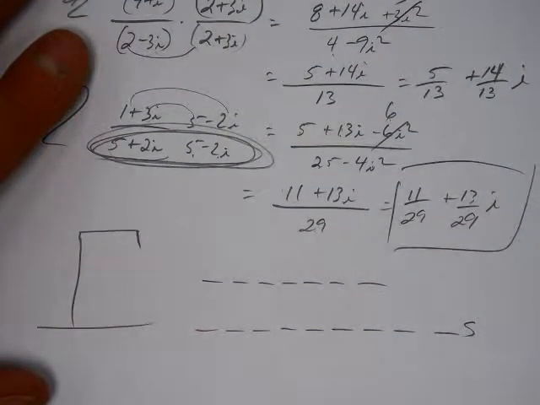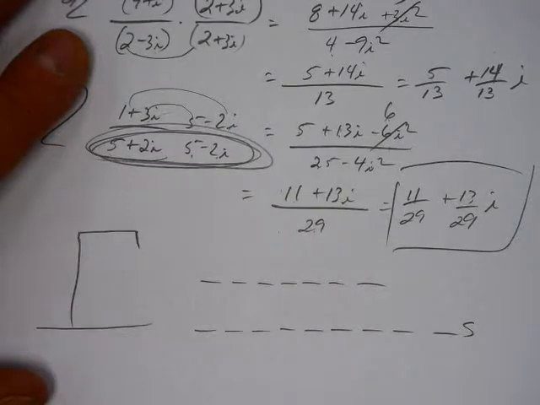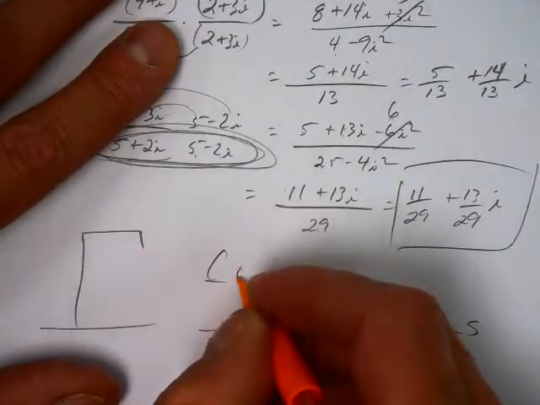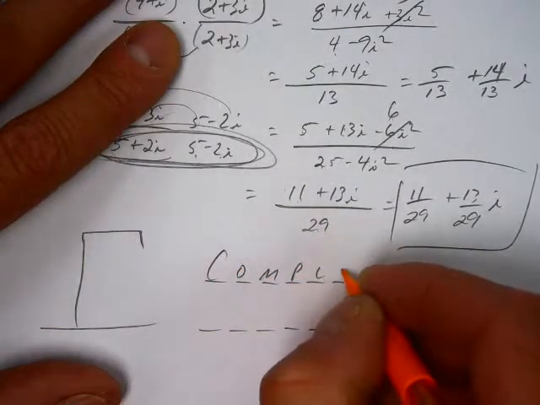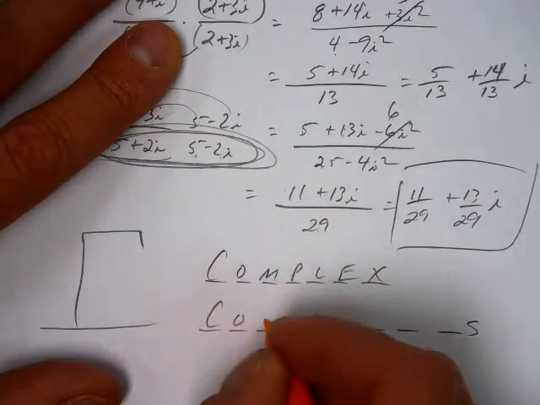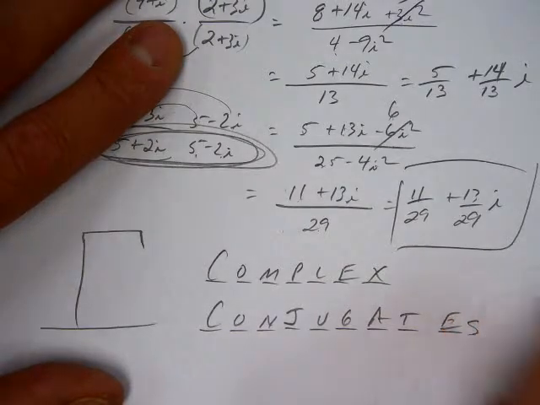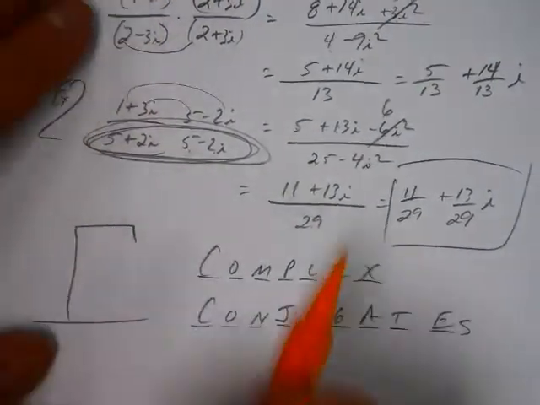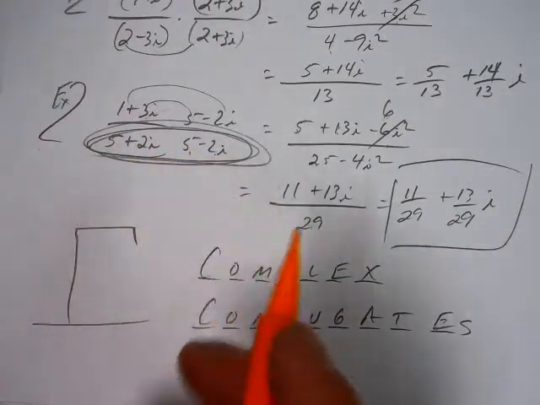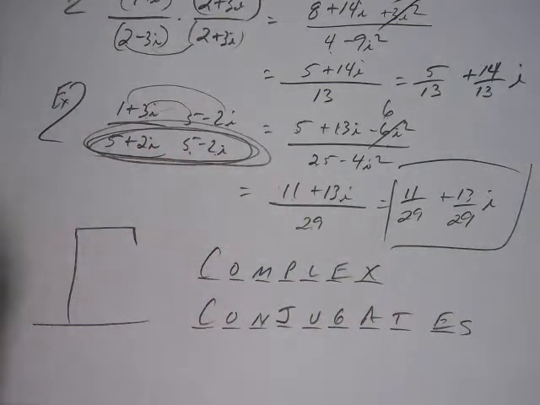What do you think it is? Boom! Had we talked about that before? He impressed me. Complex conjugates. Two things where one is plus, the other one's minus, are called conjugates. We've dealt with irrational conjugates before, I believe. The difference of two squares factors into conjugates. They're not complex conjugates, but they're conjugates.